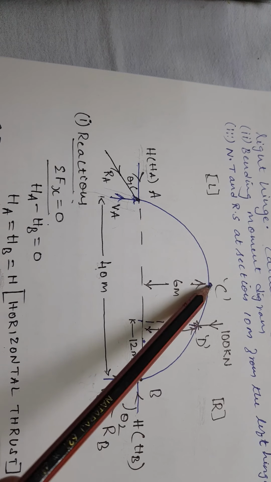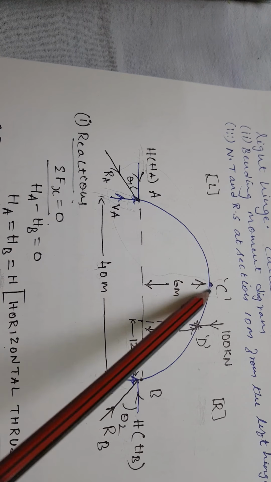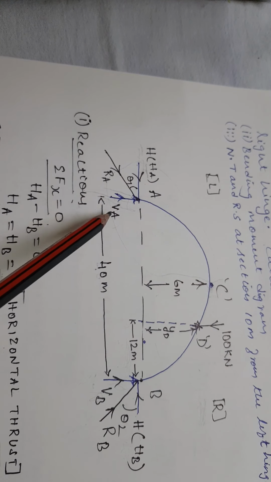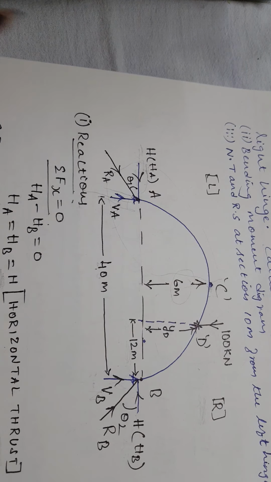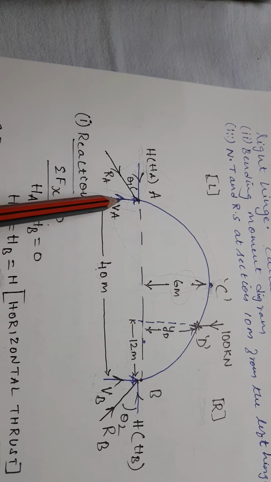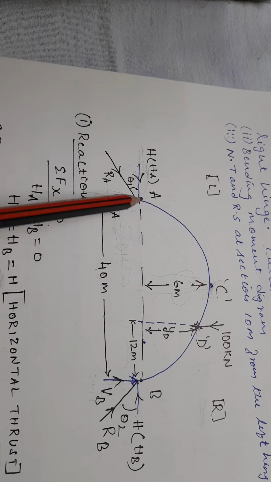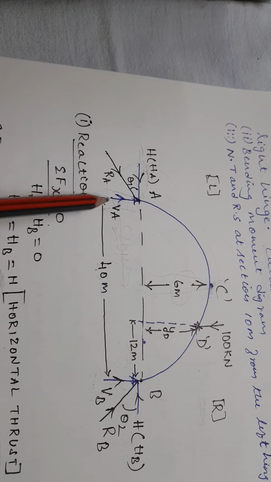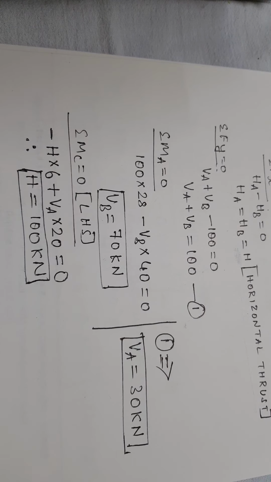So with respect to C, on the left hand side, these are the portions we have. At C, we have two forces, one is HA, another one is VB. HA is a horizontal force, its line of action is this, and the perpendicular distance is 6 meters. And VB: C is exactly at the center, so from here to here the distance is 20 meters, because the total distance is 40. So it is 20 multiplied by VB. That is what I considered here.